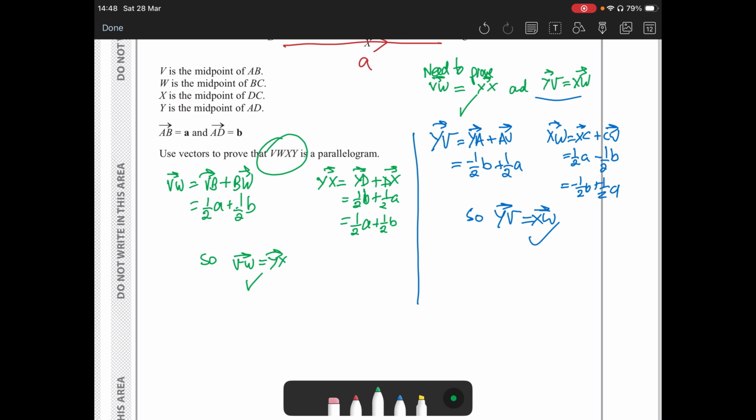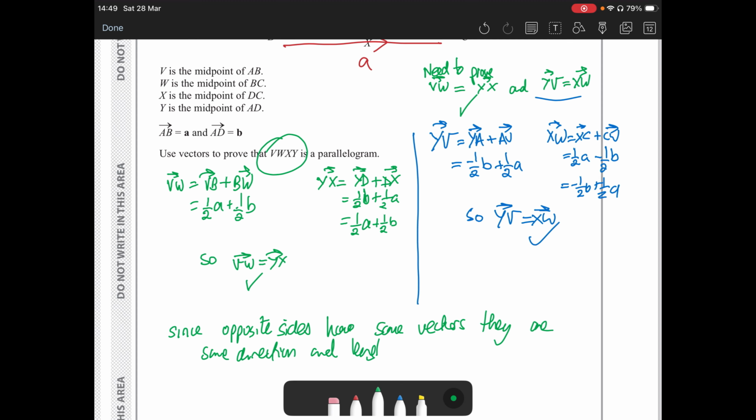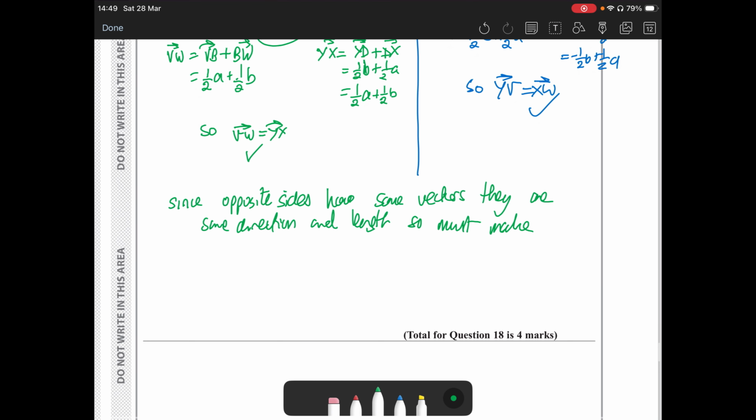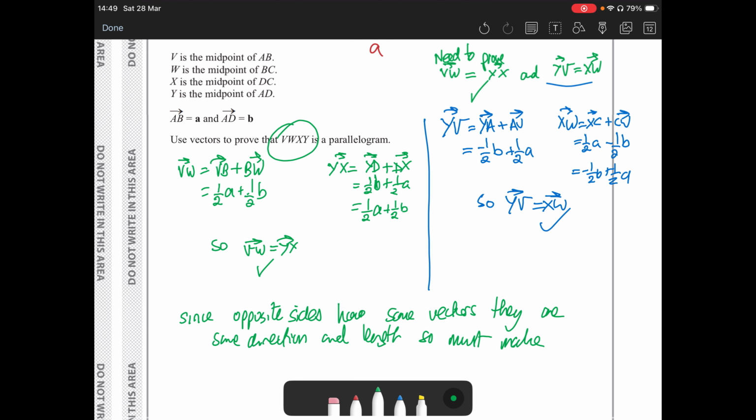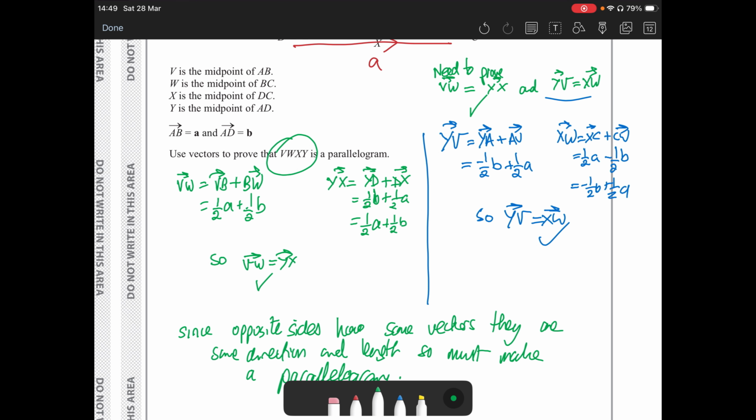So let's just write a sentence. Since opposite sides have same vectors, they are same direction and length, so must make a parallelogram. Cool. So I'll leave that up there for a few seconds for the people that have scrolled here.